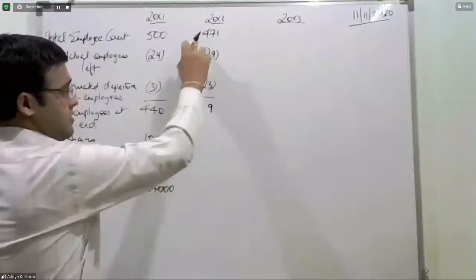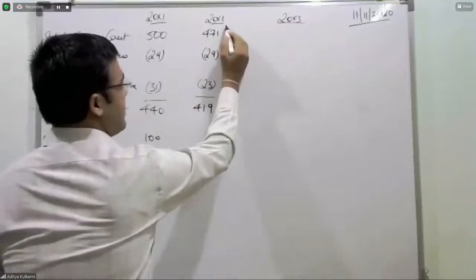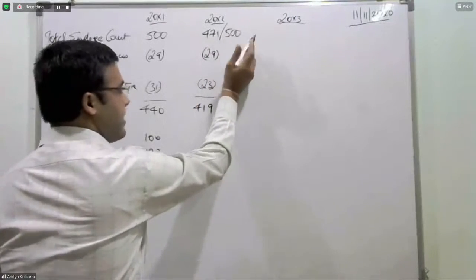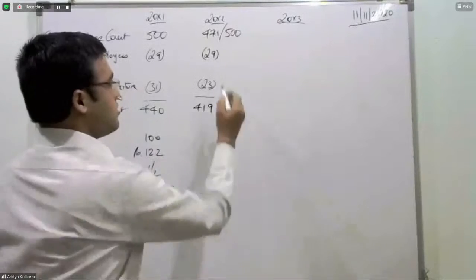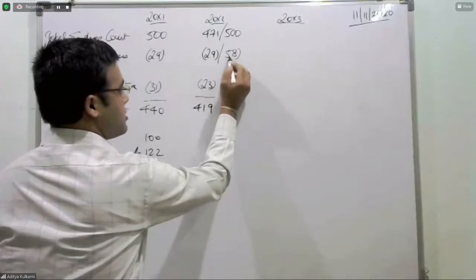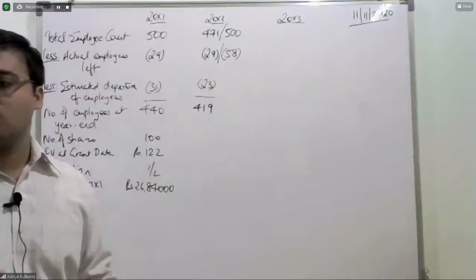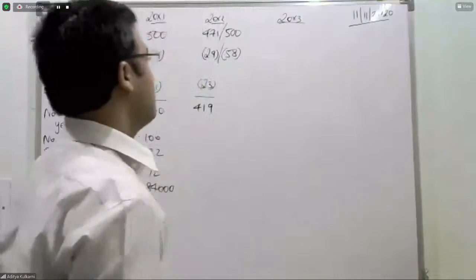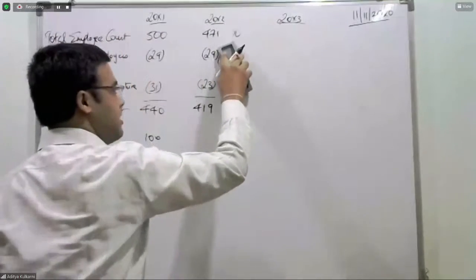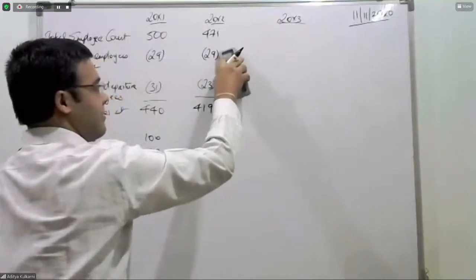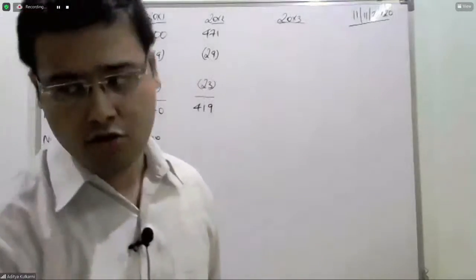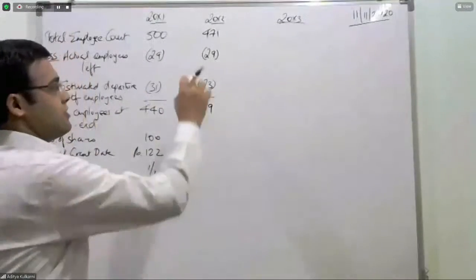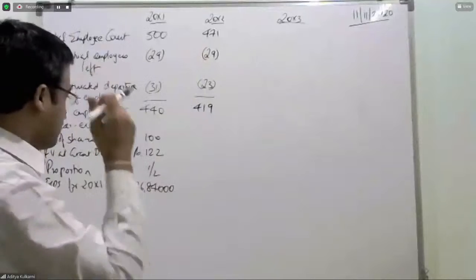You could do it this way, or alternatively, what you could do is take 500 employees total count. Number of employees actually left is 58. You could do it this way also. The answer will remain the same. I think the module has given 500 minus 58. You could do that also. You could do 471 minus 29 also.